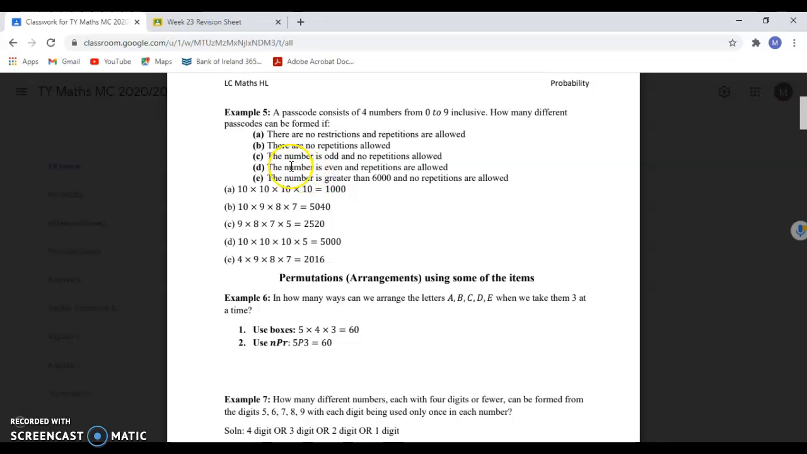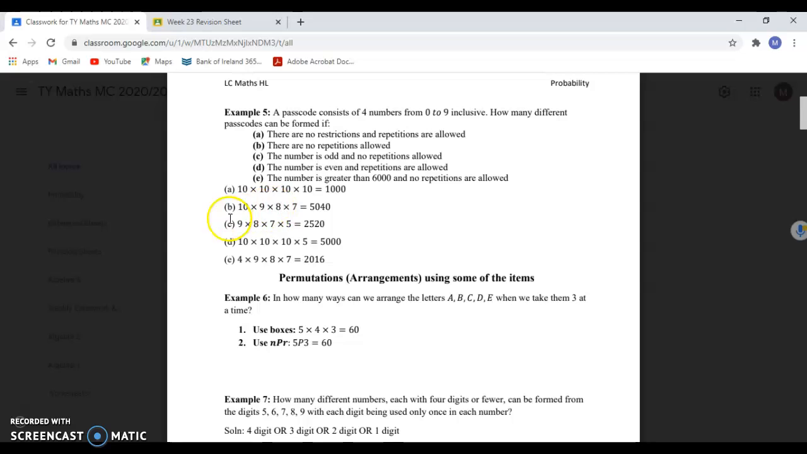The next one, the number is odd and no repetitions are allowed. So if you think about it, how do I make a number odd? Is it the starting number or the finishing number that makes it odd? It is, of course, the last number. For example, like 13, 15, 17, 23, 27, etc. It's the second digit, or the last digit, really.